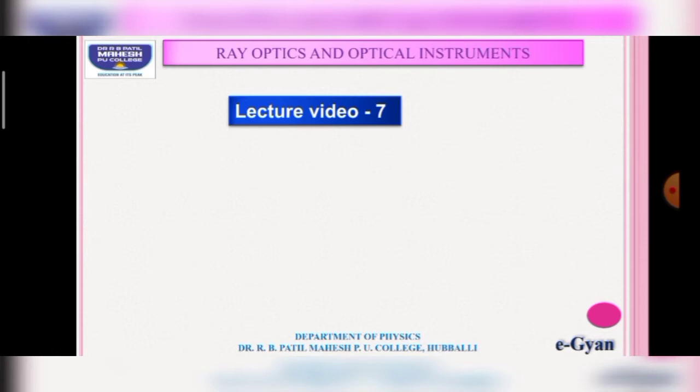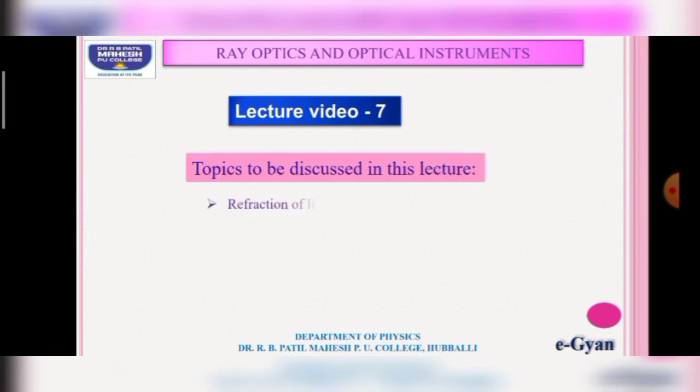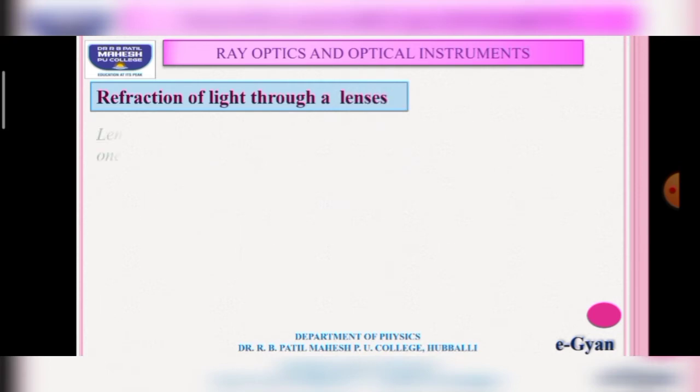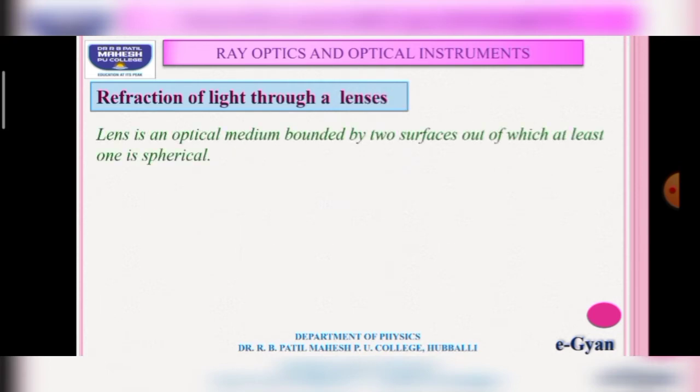In this lecture we are going to discuss refraction of light through lenses and the lens maker's formula. We will be deriving an expression for a lens, and that formula is called the lens maker's formula. Refraction of light through lenses. Here first we will see what a lens is.